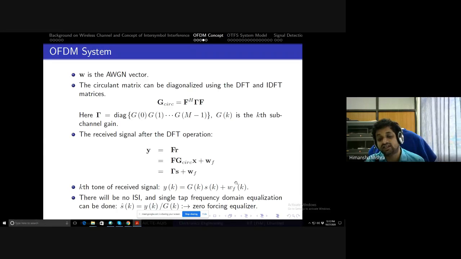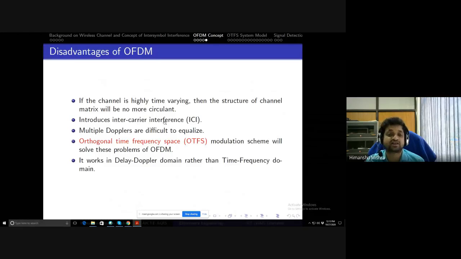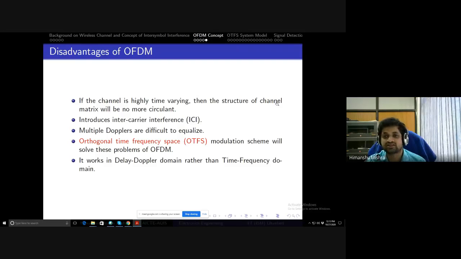There will be inter-carrier interference, as it is known in this OFDM concept, not inter-symbol interference. Since you are taking the kth subcarrier, whatever something else comes over here is known as inter-carrier interference. So if the channel is highly time varying, the structure of the channel matrix will no longer be circulant. Since it loses its circulant structure, you will not get that nice representation of OFDM. Then a lot of challenges will come. Multiple Dopplers are difficult to equalize, and that is correct, we cannot equalize the transmitted signal very easily.